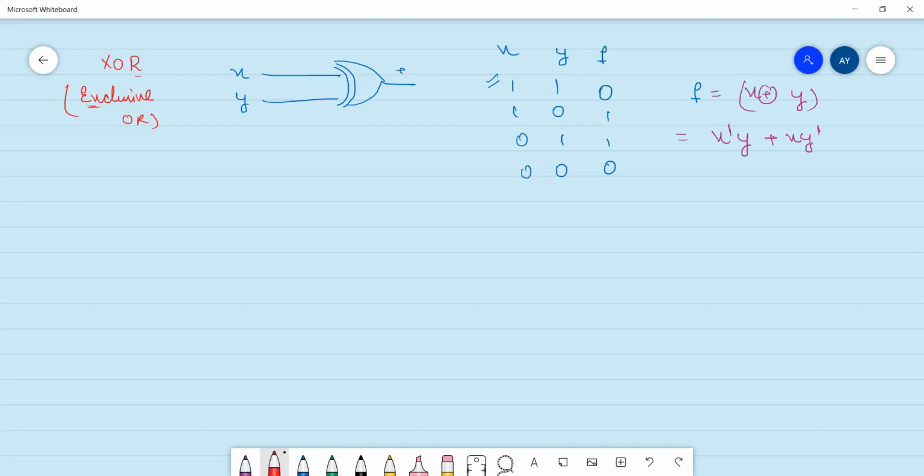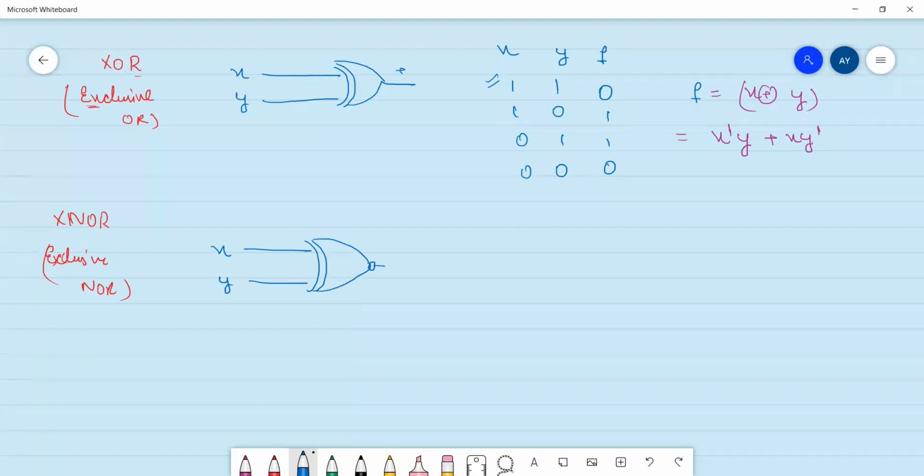Now coming to XNOR, that is negation of XOR. So this is exclusive NOR. For this also you'll be having the same thing, that is X and this is Y. As we are talking about NOR, you'll have the same connections. The only difference is you'll have a circle over here. Okay. So sorry, this is F.